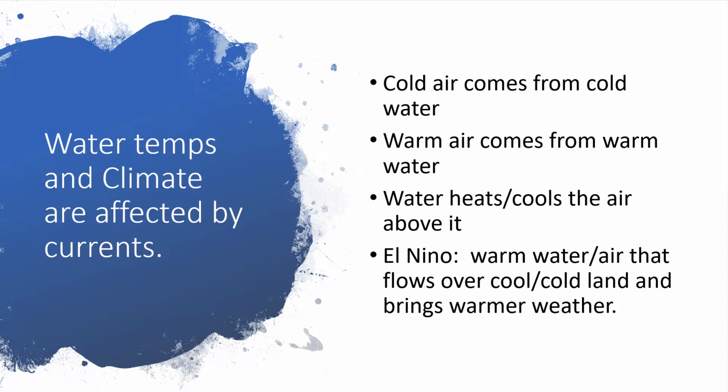So just like the cold water comes from cold air, cold air can come from cold water. Same with warm air and warm water. They can influence each other's temperatures, and that's exactly what an El Nino is.